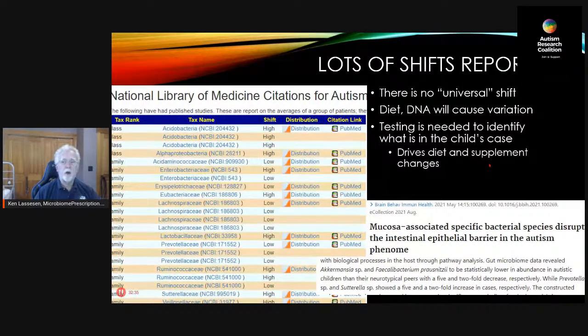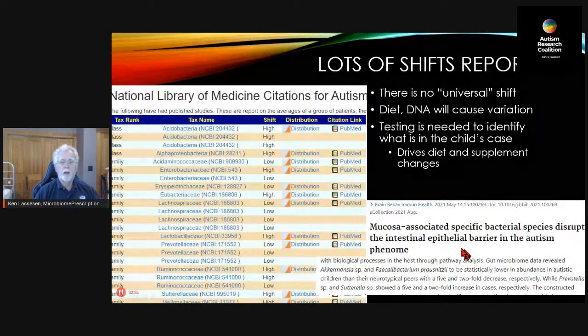You cannot just say, oh, okay, this is what somebody with autism has, therefore I will do it. No. Different subgroups in autism have different shifts, and you need to find out what your child's shift is to be able to correctly deal with it. And the shift tends to drive diet and supplement changes.